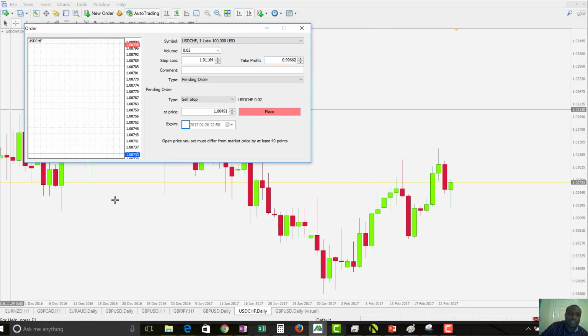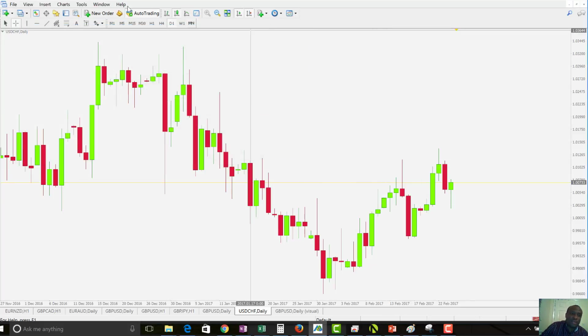Now, how do you get this open? We can see the new order button there, or the F9 button.